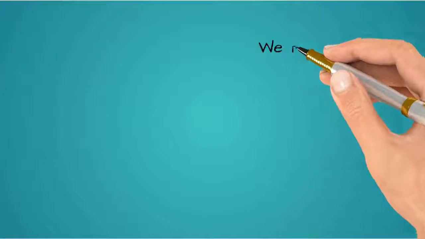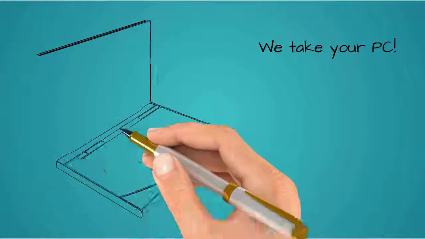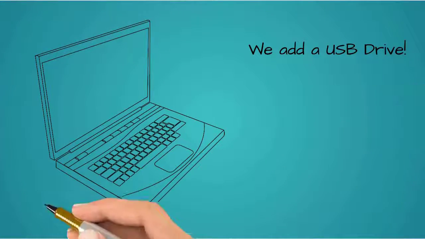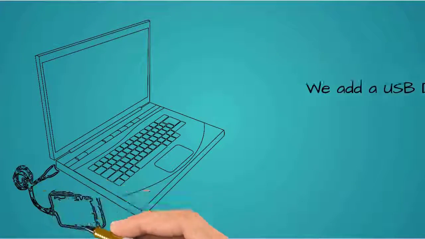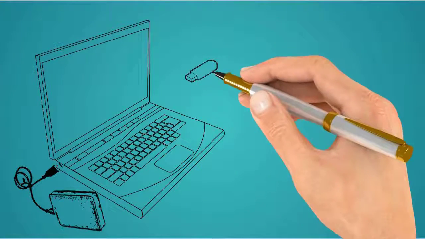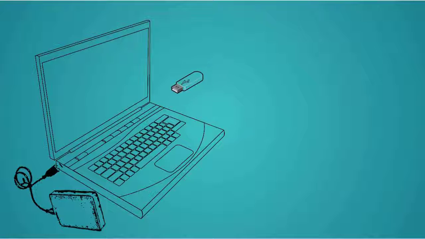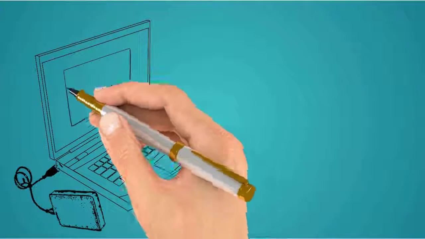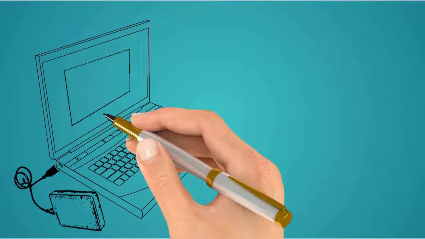Here's how it works at the basic level. We take your PC and we add a local USB drive. We then install our unique software and configure it. We get it set up so that it'll notify us if there are any problems with your backup. You're now ready to go. It's just that easy.